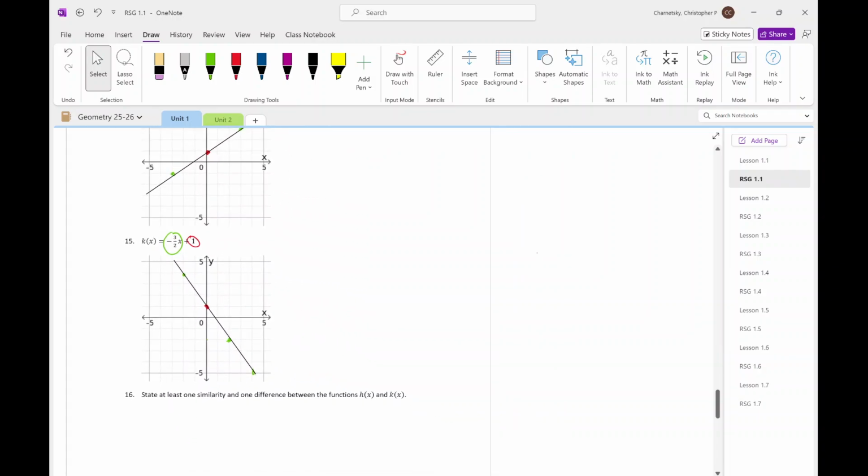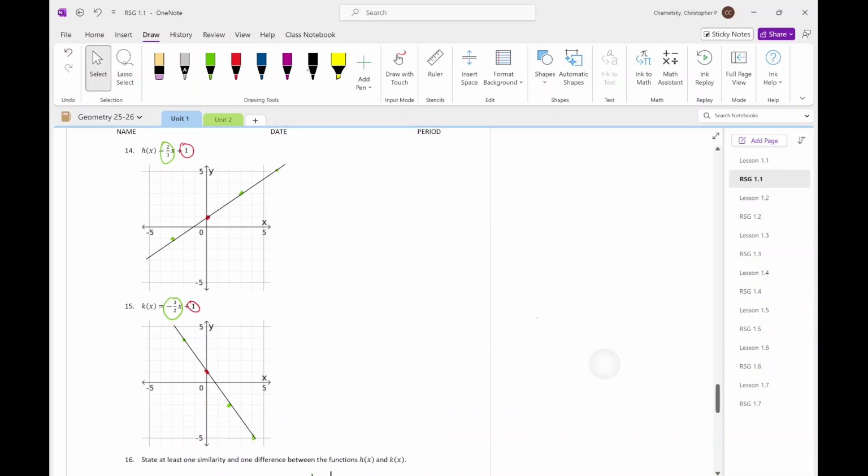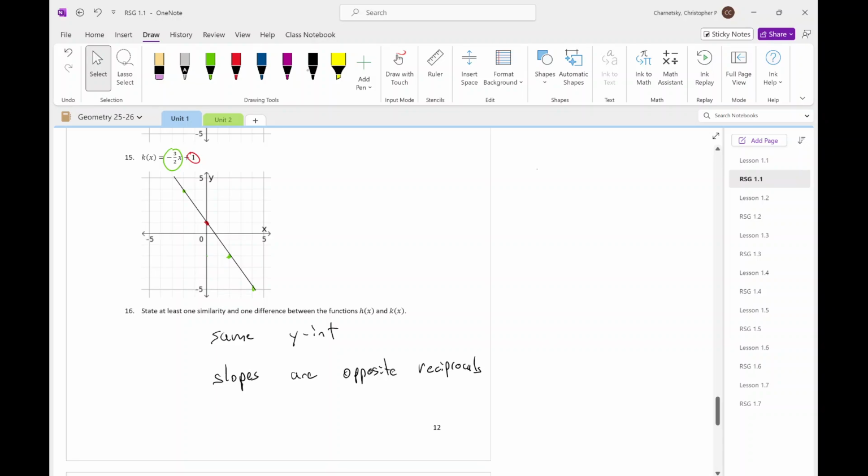So something that's similar and different. Again, we have the same y-intercept. And this time, not only are our slopes one positive, one negative, but the slope fractions have been flipped. So the slopes are opposite, meaning different signs, and reciprocals, meaning the fraction has been flipped.